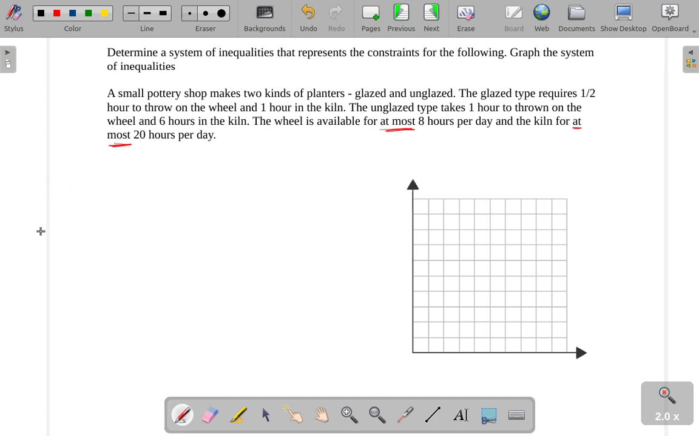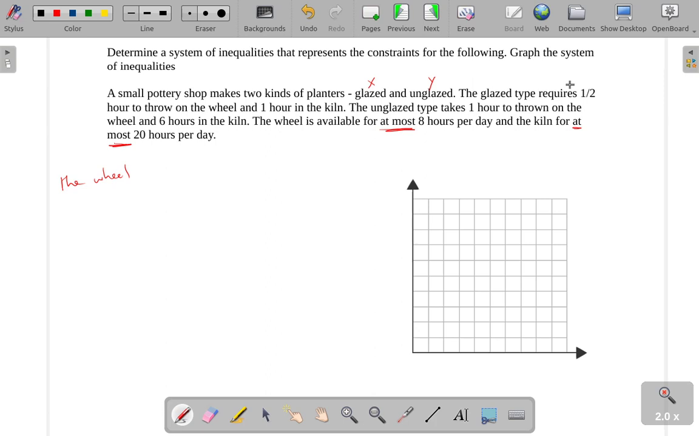So first off, the wheel. The wheel has a restriction. It says we can't use the wheel for more than, we have to use it less than or equal to 8 hours a day. It can be used at most. That means we can use it less than or up to exactly equal to 8 hours. So we need to figure out the total amount of time that the wheel is used. Well, we're making two kinds of planters here. Let's give these some variables. The number of glazed planters I'll call X, and the number of unglazed planters I'm going to call Y. Because we need to be able to refer to, if I'm making 6 unglazed or 6 glazed or something like that, I need to be able to give those names.